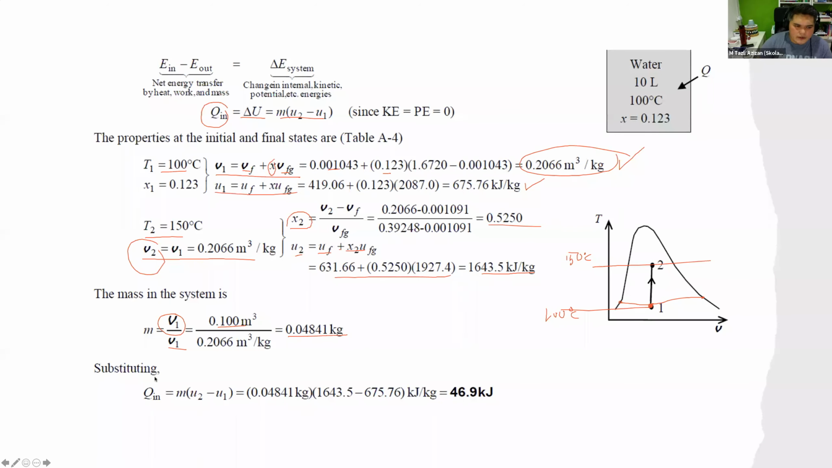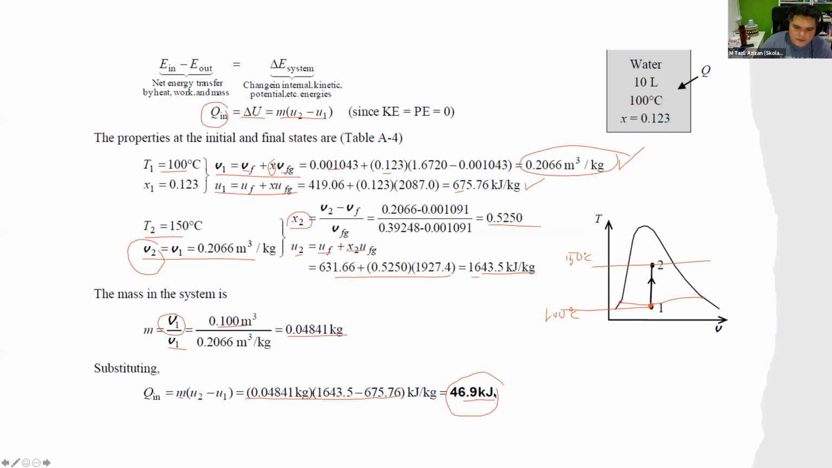So when we substitute inside it, we put the mass, and then we know what is U2, we know what is U1, and then straight away we'll be able to determine the energy that is being transferred. So what does it mean?